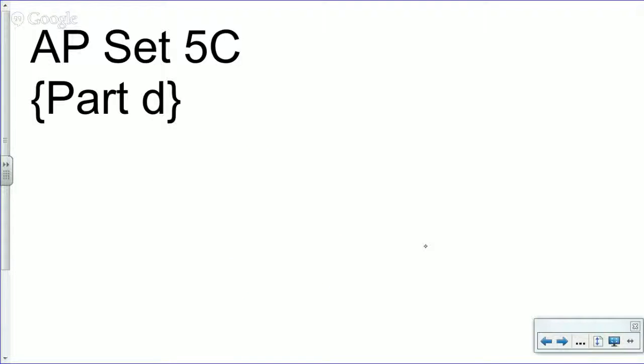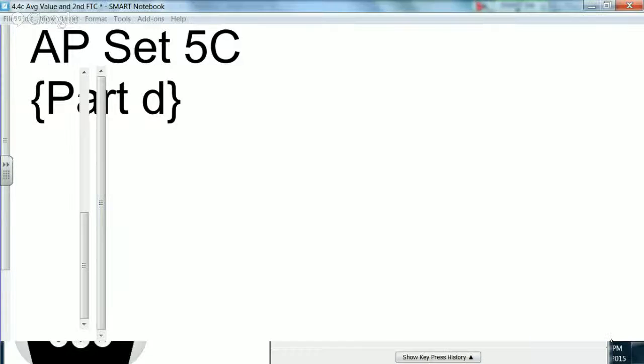Okay. All right, I thought we would take a look at AP Set 5C if you'd like. So if you want to go ahead and grab your AP set, I want to take a look at part D.